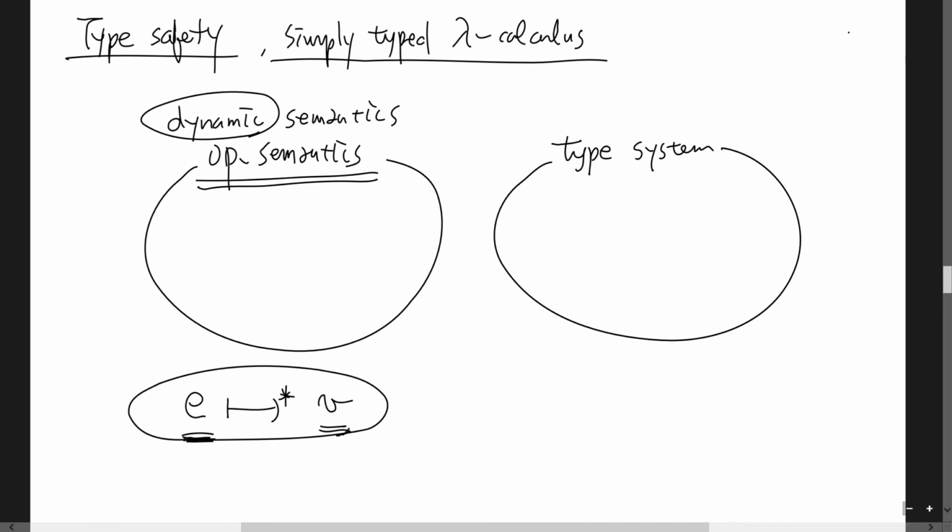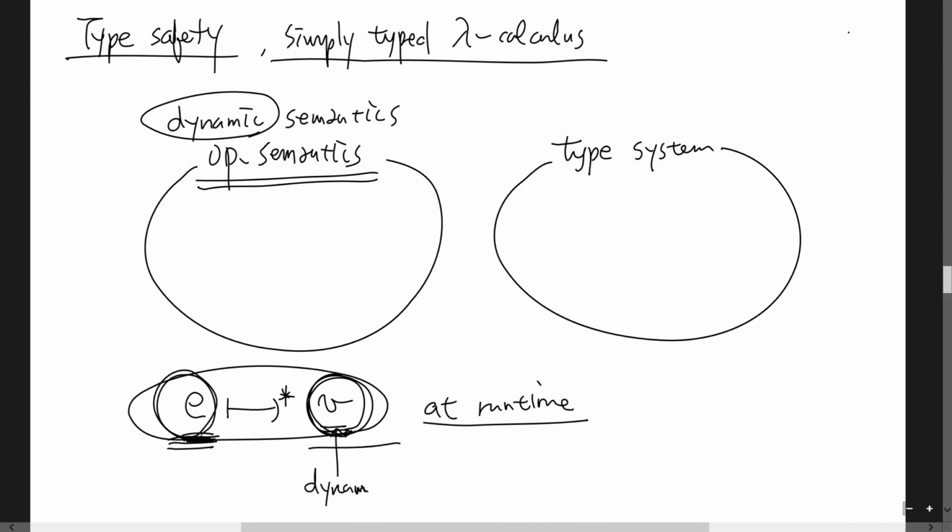So we can find out the value V from this expression E at runtime. In general, we cannot find out this value V before running this expression. So we can find out the property of this expression E, namely its value is V, only at runtime. In that sense, this value V is a dynamic property of this expression. So in this sense, operational semantics is sometimes called dynamic semantics.